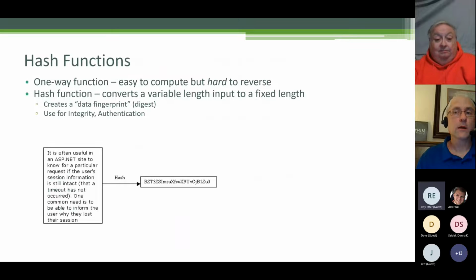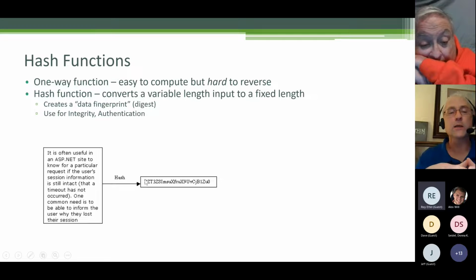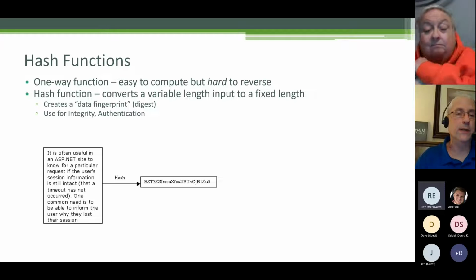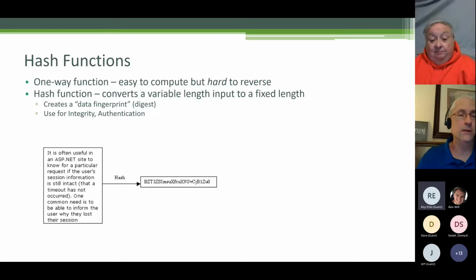So let's jump into techniques. The first one we're going to talk about is hash functions. The idea with a hash function is that it's what's called a one-way function. It's very easy to compute, but it's hard, hopefully impossible, to reverse. If we look at the diagram, I've got some text on the left-hand side here. When I compute the hash, I'm going to get a fixed size result on the right-hand side. The length of this is dependent on which particular hash algorithm I choose. But no matter how big the text is on the left, it will always be that fixed size on the right. It creates what you call a data fingerprint or a digest, and we're going to use it for both integrity and for authentication. Those are the goals that this applies to.